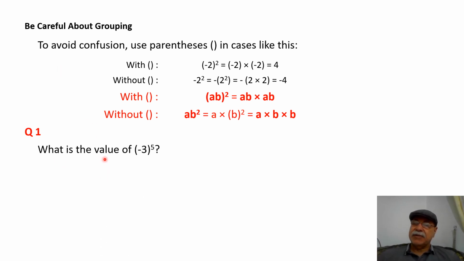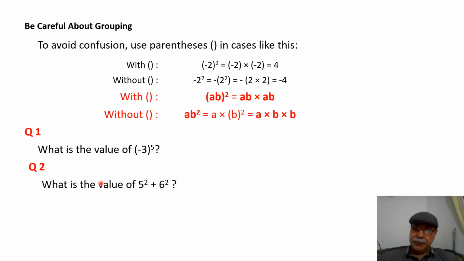What is the value of minus this group? This group means this group times itself 5 times. You can give me the result in the comment. And question 2: what is the value of this and this? You get the result for this group and the result for this group, and after that simplify the process.